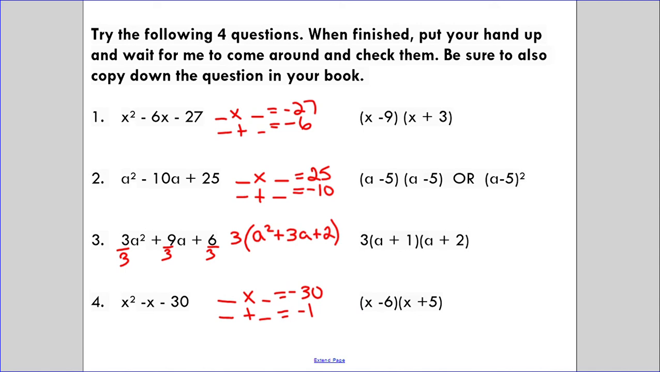So hopefully that is a good intro to factoring trinomials when the value of the a term is either 1 or you can make a common factor for it, and basically showing how it's the opposite of the FOIL method. So let me know if you have any questions.